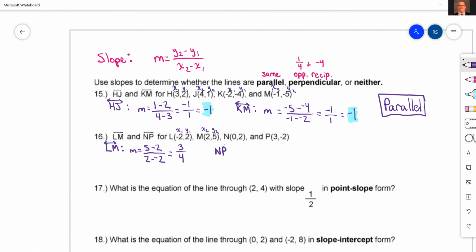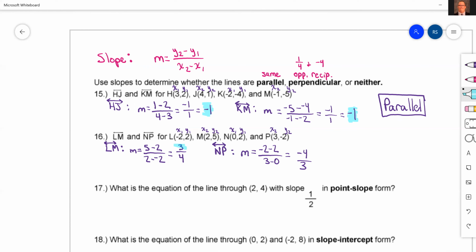Now let's look at NP. Label our points here, x1, y1, x2, y2. Find slope. So -2 minus 2 over 3 minus 0. -2 minus 2 is -4. 3 minus 0 is 3.